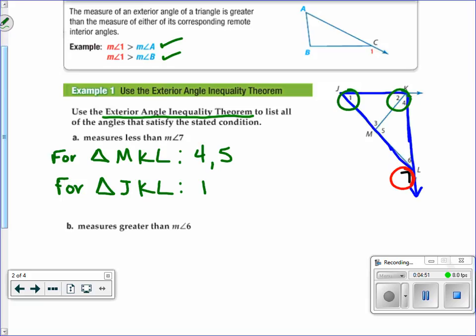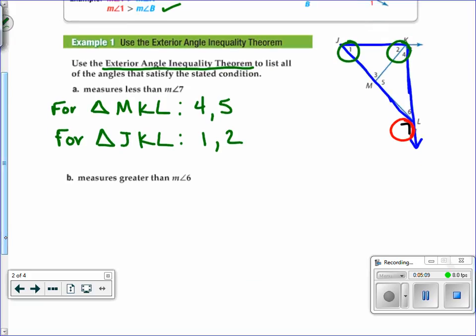So if together they're less than 7, then 2 also by itself has to be less than 7. We already have that angle 4 is less than angle 7 by the previous statement. So we can add that angle 2 is as well.